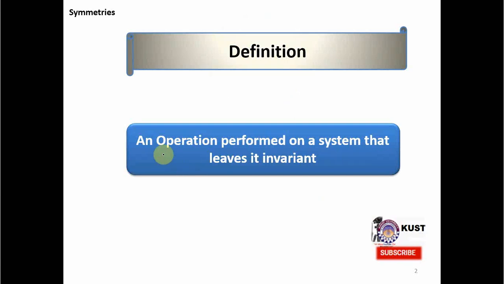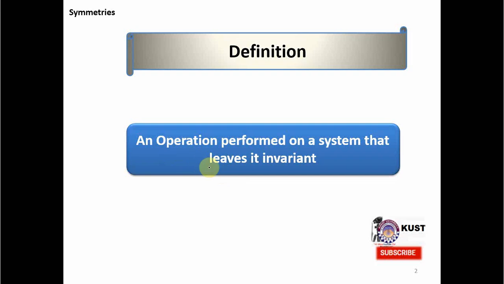By symmetry we mean an operation which is performed on some system that leaves it invariant. What we mean by this definition is that whenever we have some system and perform any kind of operation on it, consider the system to be a sphere, and if we perform the operation of rotation, then after a certain rotation, for example, a rotation of 30 degrees, the sphere is the same from all directions and its shape will not change, and we will not be able to differentiate the shape of the sphere before and after rotation. So we say that this operation of rotation is a symmetry operation because after performing the rotation, the shape of the sphere was not changed.